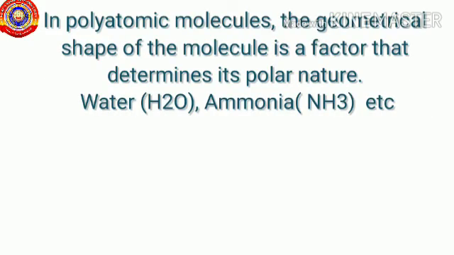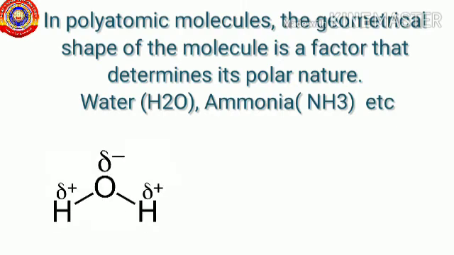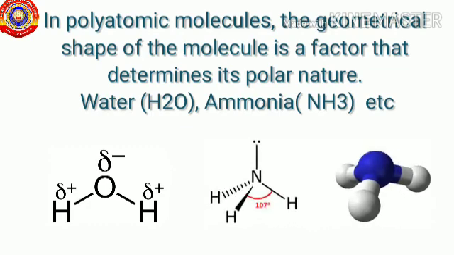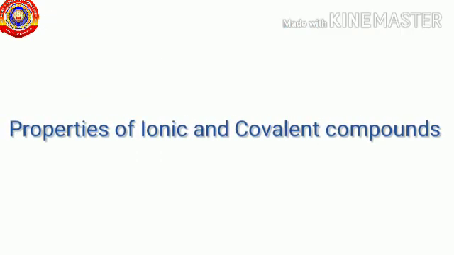There are certain other molecules, especially polyatomic molecules. The geometrical shape of a molecule is a factor that determines its polar nature. Water, ammonia, etc. are such compounds. The difference in the nature of the chemical bonding reflects in the properties of compounds as well. Let's learn the difference between ionic and covalent compounds.